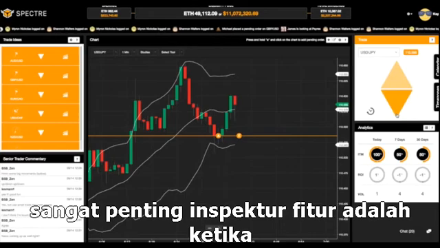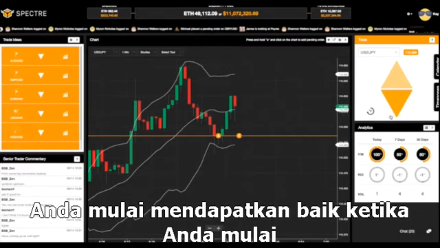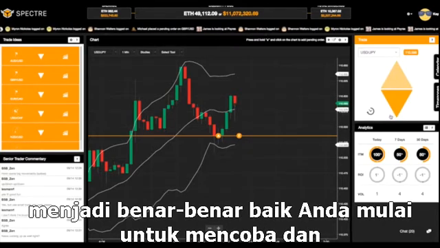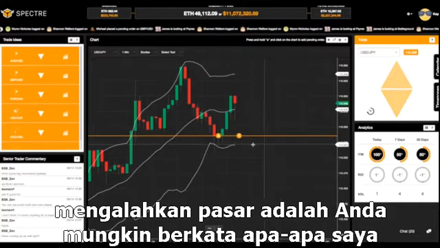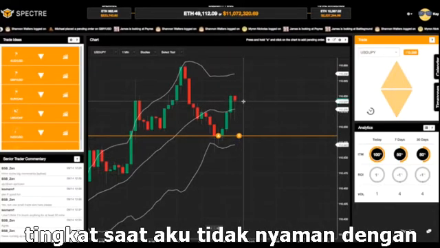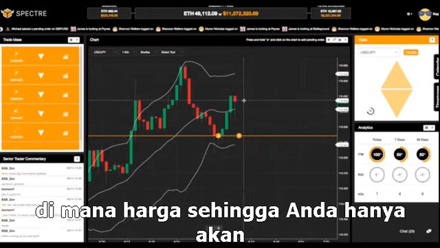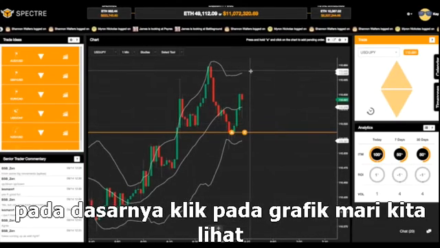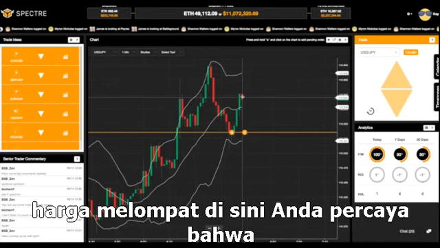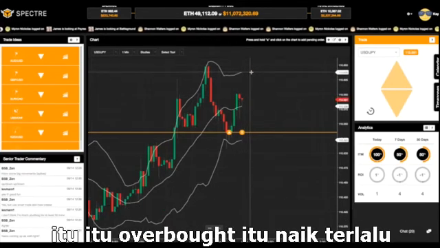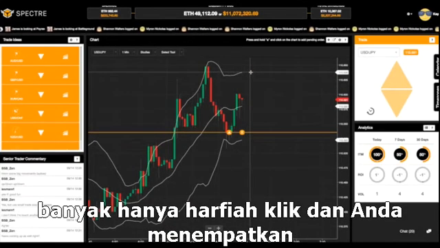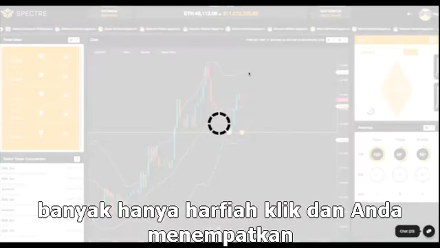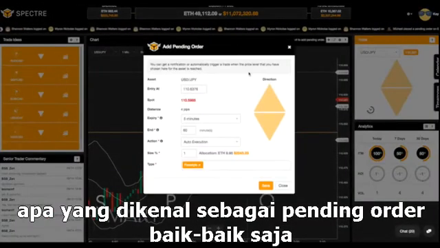Another very important feature in SPECTRE is when you start to get really good and you start to try and beat the market, you may say, okay, I don't want to enter the trade at this current level. I'm not comfortable with where the price is. So you will just click on the chart. Let's say when the price jumps up here, you believe that it's overbought, it's gone up too much. You just literally click and you place what is known as a pending order.